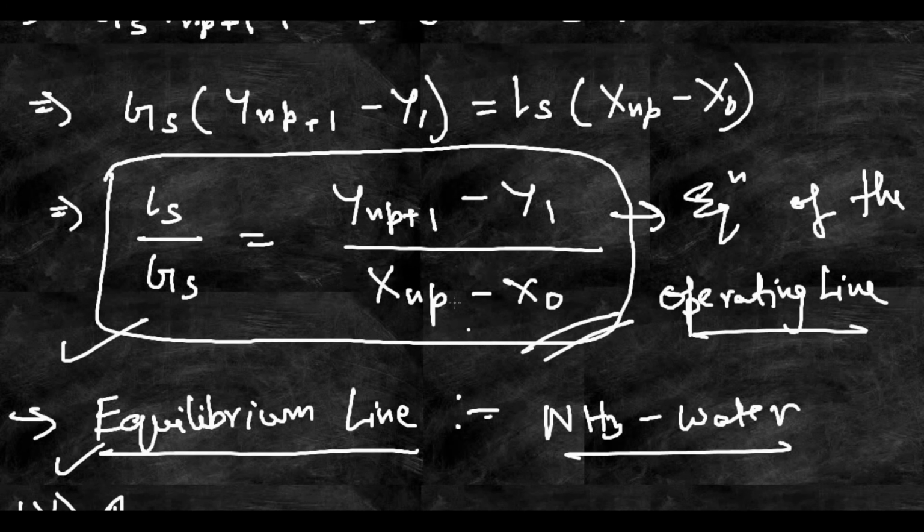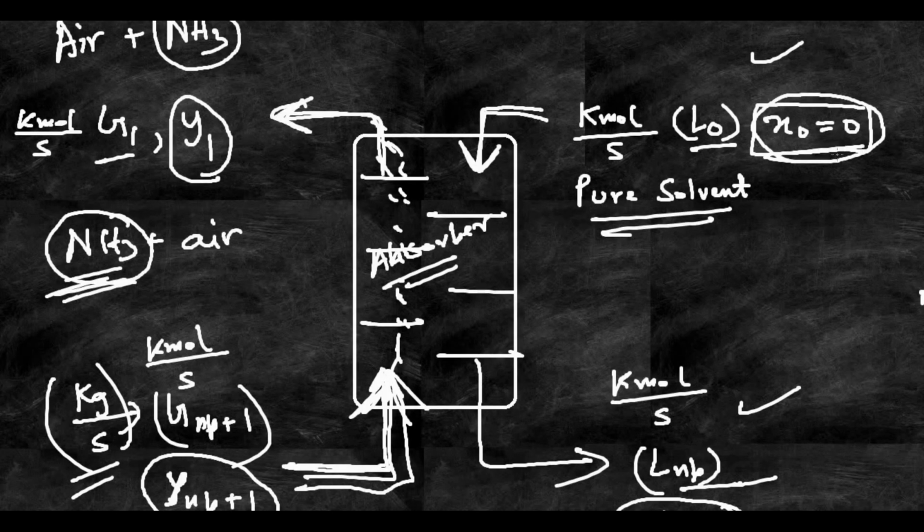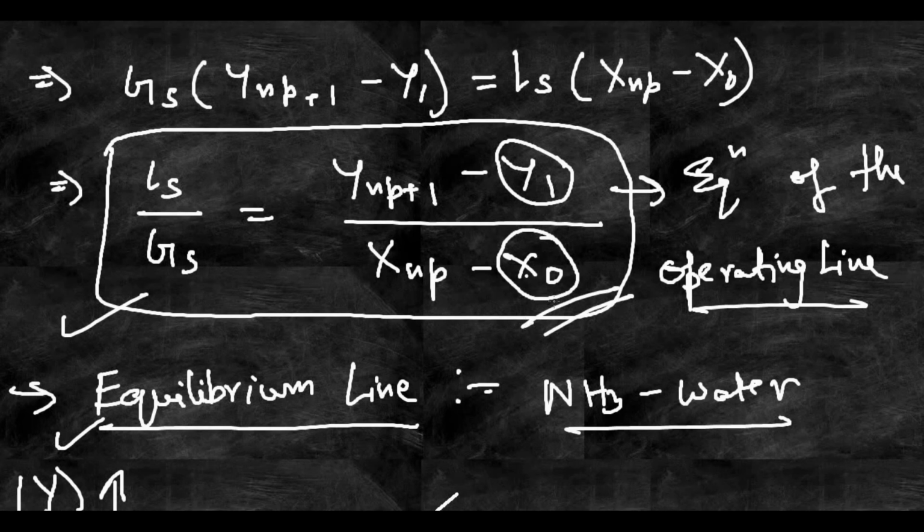First we will calculate this y1. The first point is y1, x naught. How to do this? I have said before that for the water entering from the top, x naught is 0, because this water will not contain any ammonia. It is a pure solvent. So x naught will be 0, but there will be some value of y1.